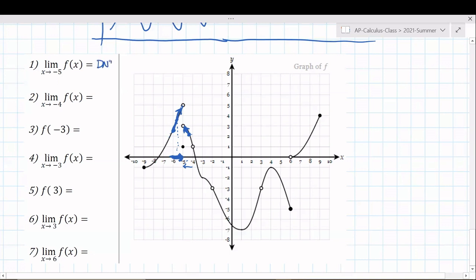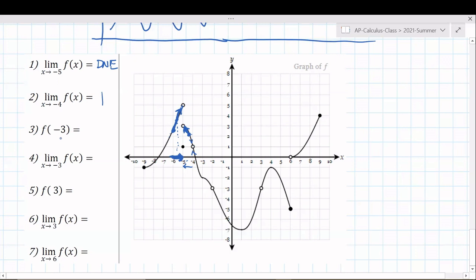Does not exist. When x is getting close to -4, does the function get close to one value? It gets close to 1, right? From the right also it's getting close to 1, and from the left also it's getting close to 1. It does not matter what it is at -4 or if it's not there at -4. The only question is, if I'm getting closer and closer to -4, what is the function getting closer to? Which is 1.